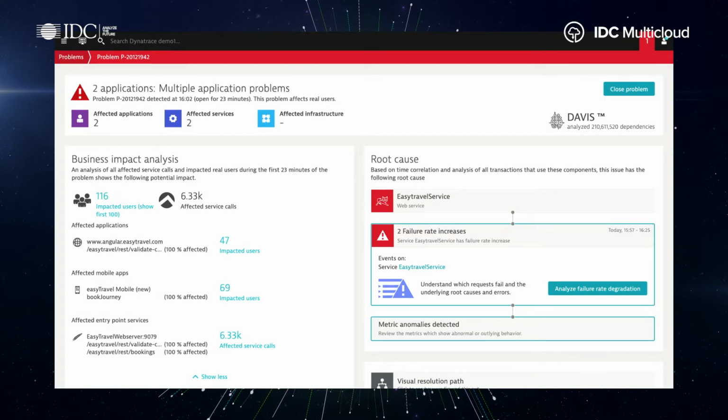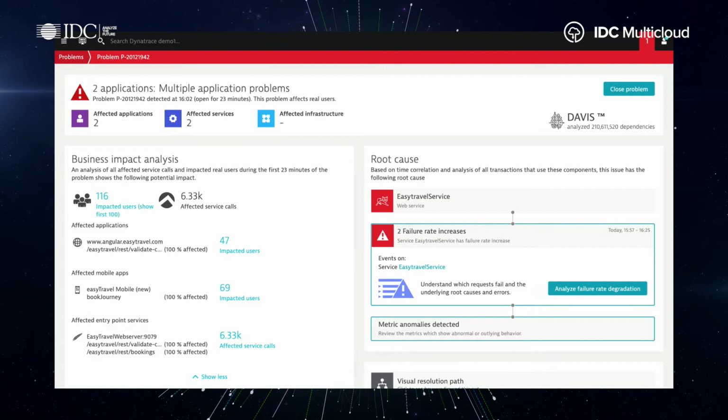It was not just one application, because this particular service was used by multiple applications, mobile apps, web apps, so maybe some REST API that you expose to your users. All of them were impacted. And here you can see that in a single glance.